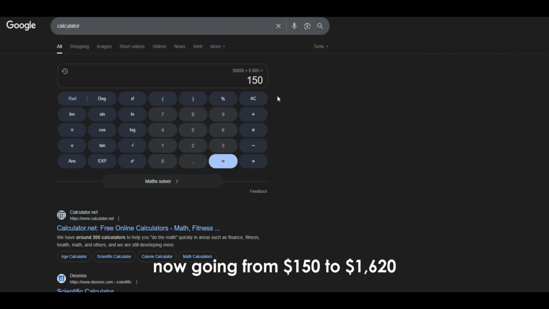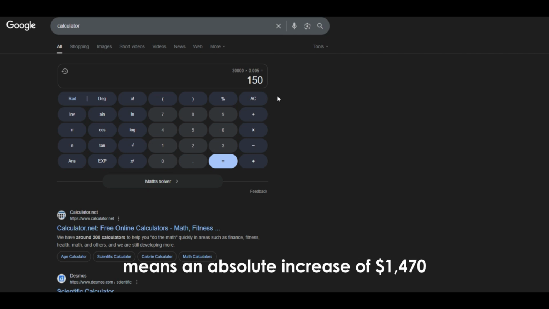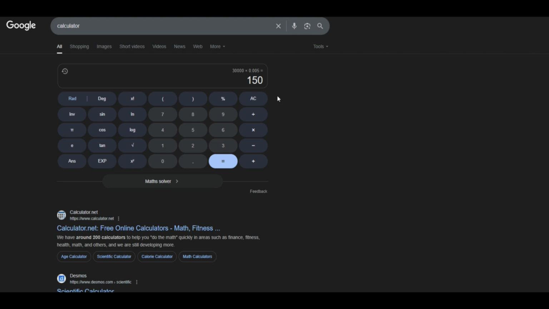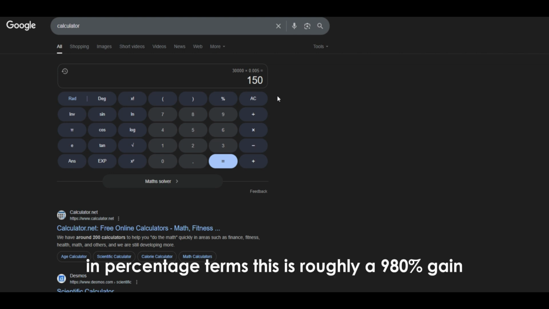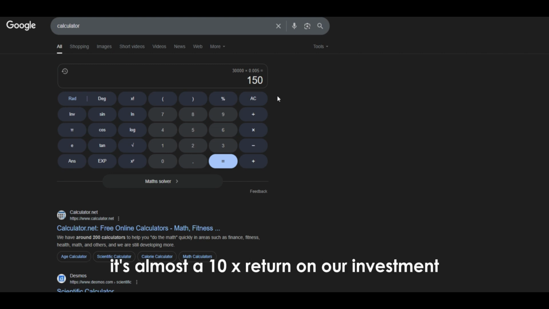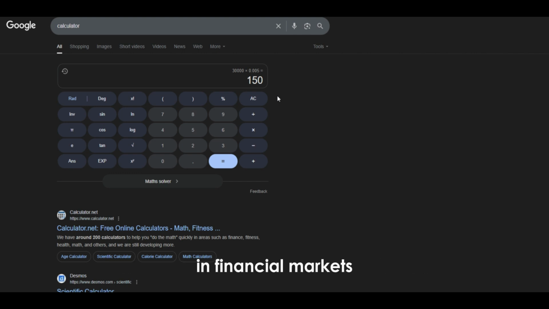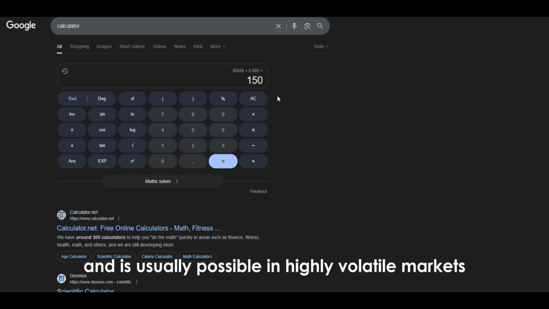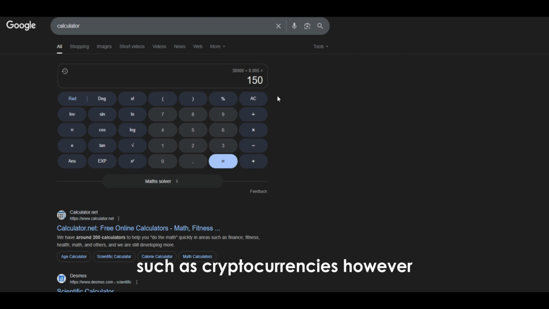Now, going from $150 to $1,620 means an absolute increase of $1,470. In percentage terms, this is roughly a 980% gain. In other words, it's almost a 10x return on our investment. This type of potential return is quite rare in financial markets and is usually possible in highly volatile markets such as cryptocurrencies. However, this high potential comes with high risk.